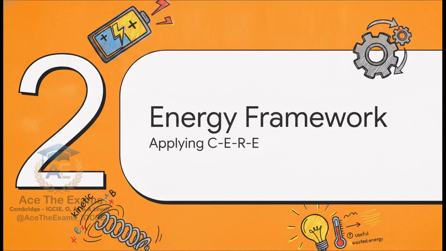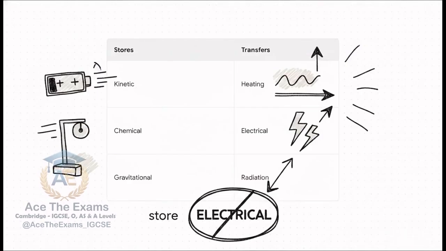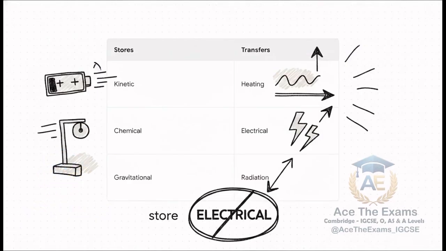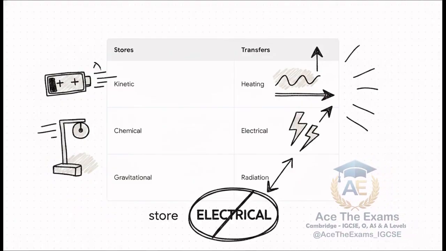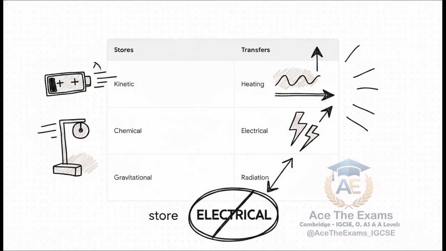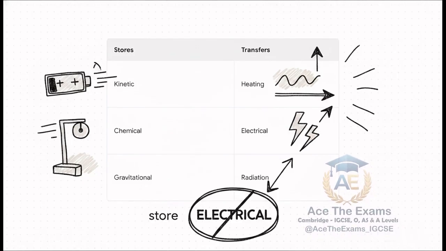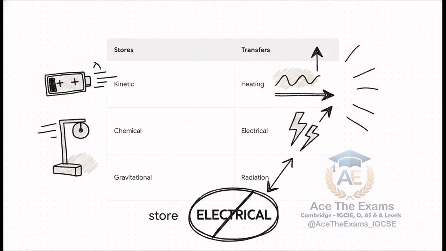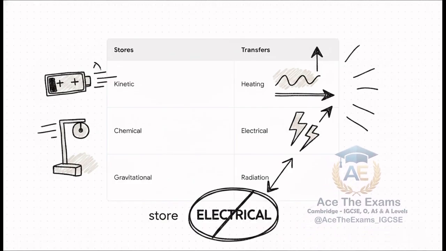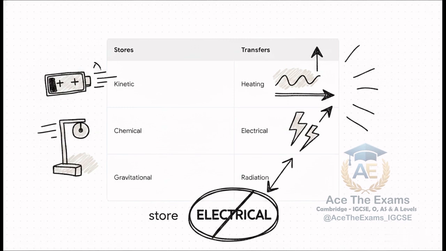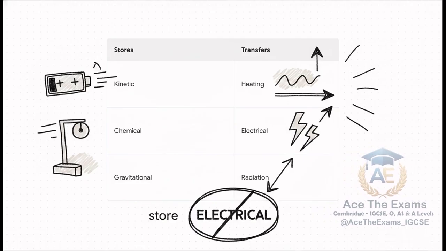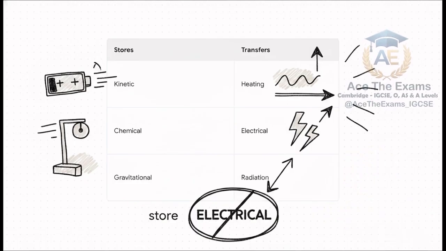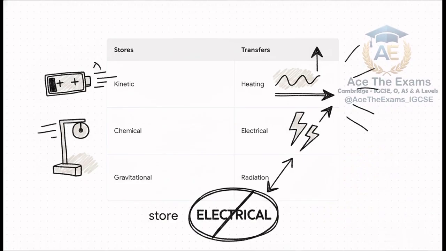All right, let's actually apply this framework directly to a core topic like energy. To completely nail the concept step of our framework, you've got to clearly distinguish your energy stores from your energy transfers. Look at the comparison here. Stores are where energy is kept. Think of a battery's chemical store or a raised object's gravitational potential store. Transfers, on the other hand, are how energy moves between those stores, like heating, electrical pathways, or radiation. Mixing these up is a classic trap. You don't have an electrical store of energy, right? Electricity is the transfer mechanism.